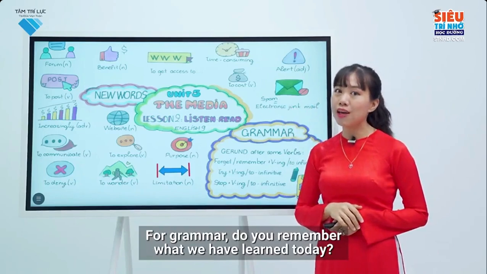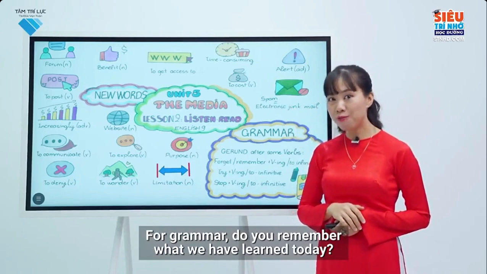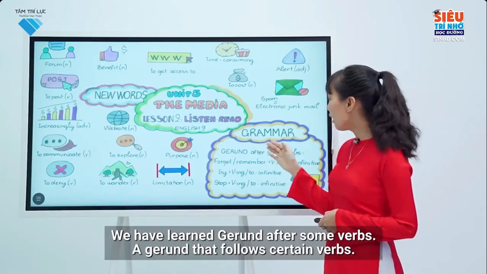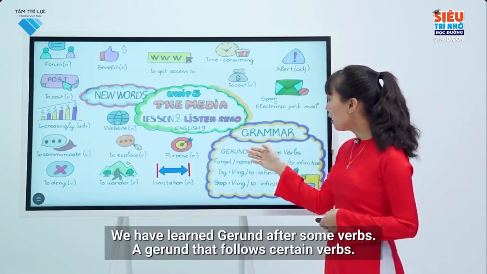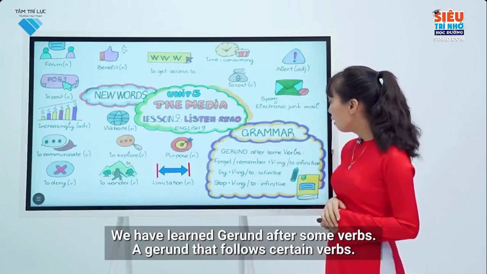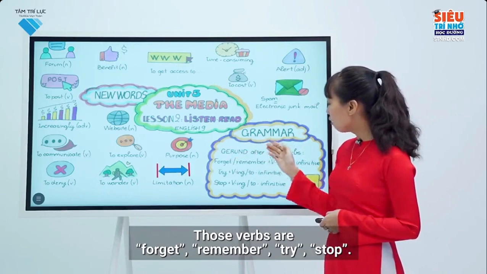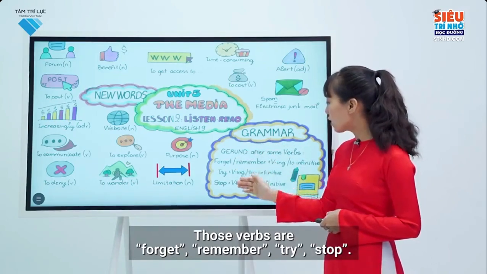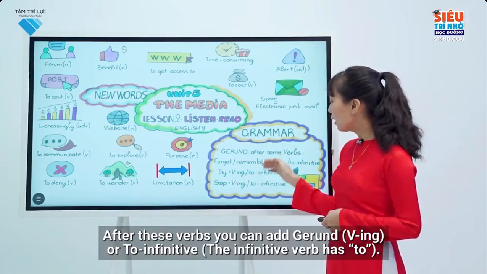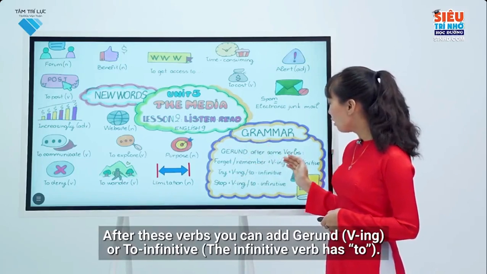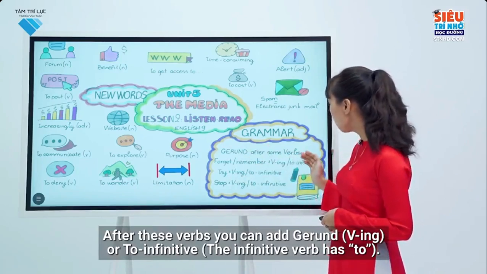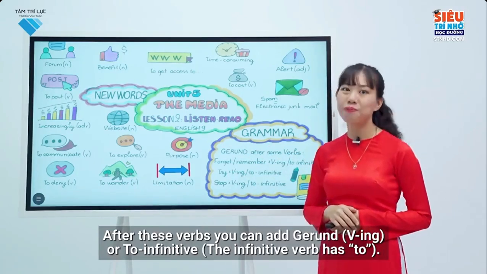For grammar, do you remember what we have learned today? We have learned gerund after some verbs, a gerund that follows certain verbs. Those verbs are forget, remember, try, stop. After these verbs, you can add gerund, verb ing, or to infinitive. The infinitive verb has to.